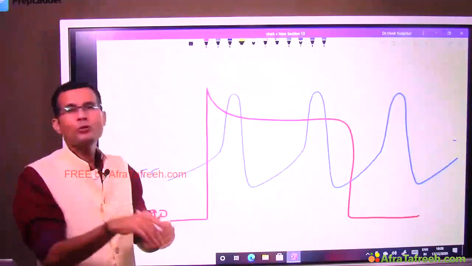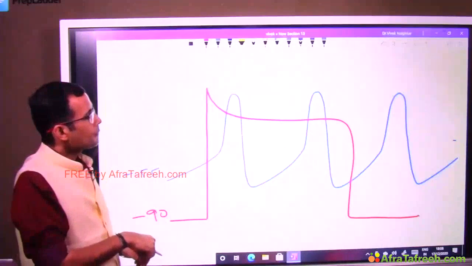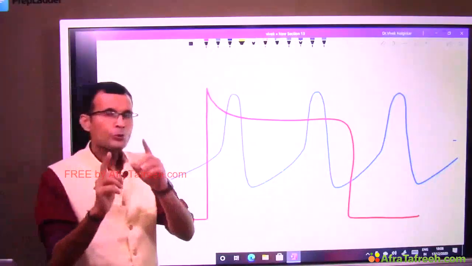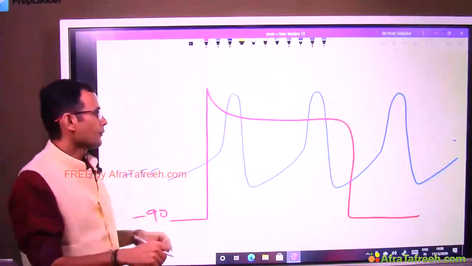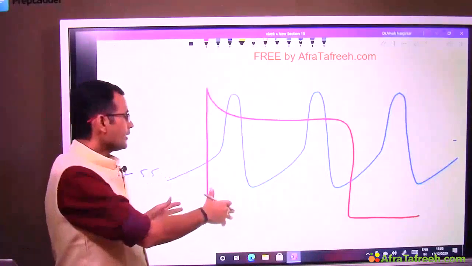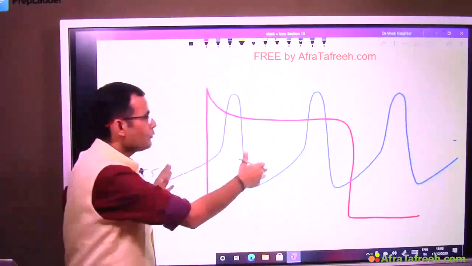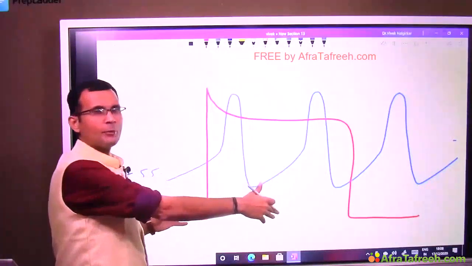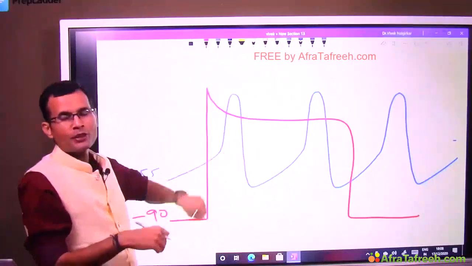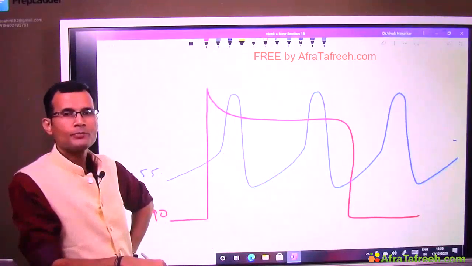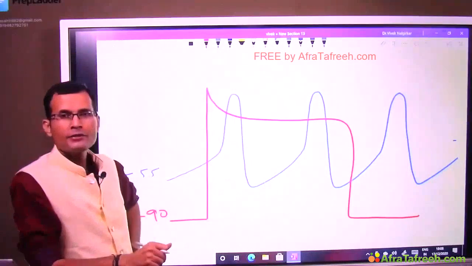Second point that you should note, now note this point and try to understand. You can see here, in one action potential of the Purkinje fiber, I have shown two action potentials of the SA node. Can you see that? Yes.